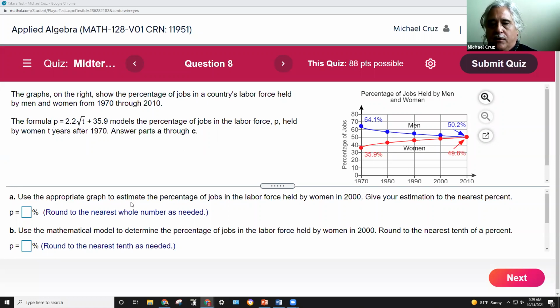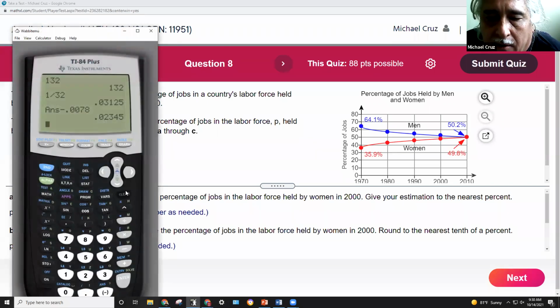All right, so let's just use the graph to find the percentage held by women in 2000. So what we're just going to do is go up, and it looks to be very close to 50. We could also just multiply it out to make sure. And it said 2000, right? So 2.2 times the square root of 2000. We're going to need a calculator for that, because it's going to be an approximation. It's not an exact value.